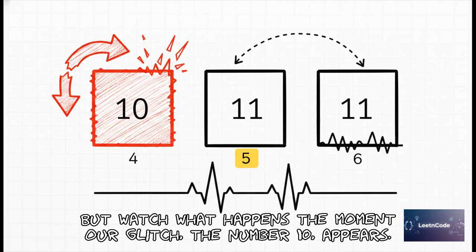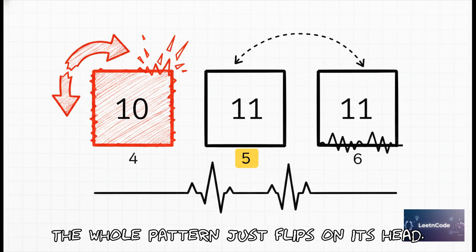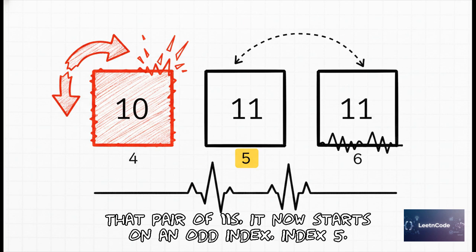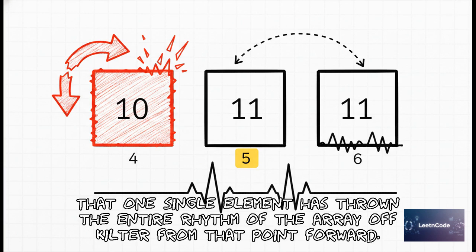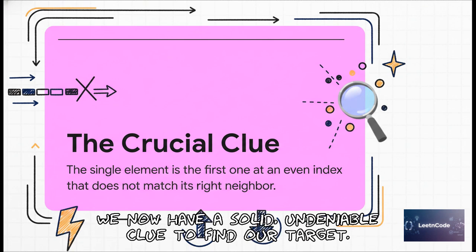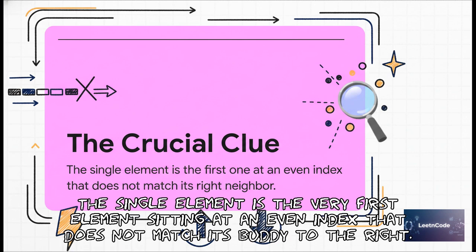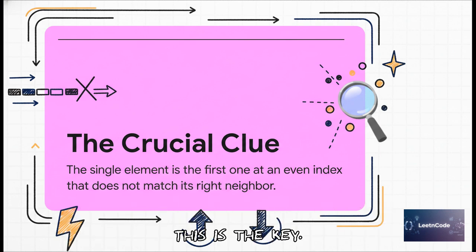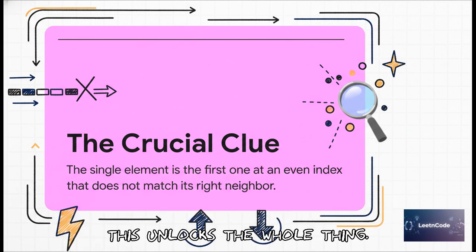But watch what happens the moment our glitch, the number 10, appears. The whole pattern just flips on its head. That pair of 11s, it now starts on an odd index, index 5. That one single element has thrown the entire rhythm of the array off kilter from that point forward. And this gives us our golden rule. We now have a solid, undeniable clue to find our target. The single element is the very first element sitting at an even index that does not match its buddy to the right. This is the key. This unlocks the whole thing.